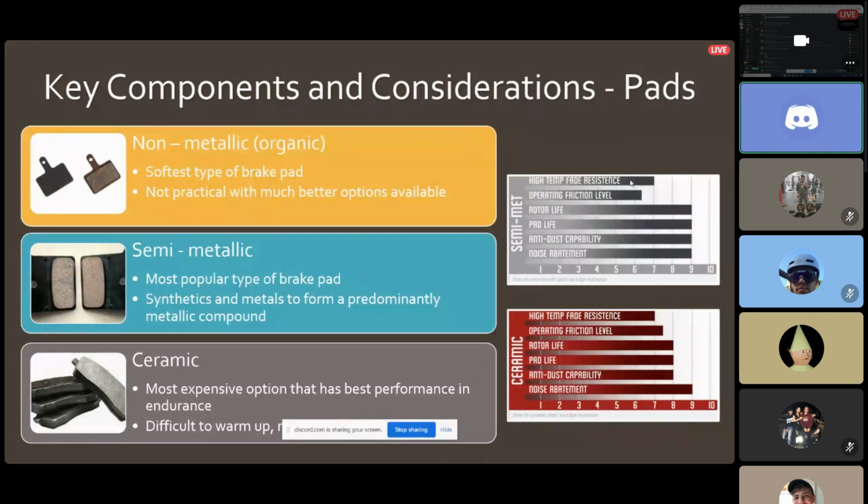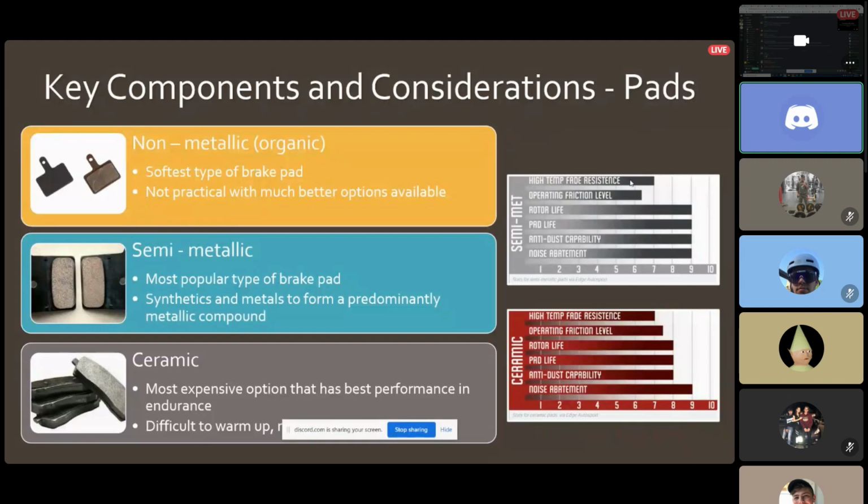And finally, ceramic. So this is the most expensive type of pad, and it has the best thermal properties for high heat. This means that they can continually recover from whatever demands are placed on them, in events such as endurance racing. This feature, however, makes ceramics difficult to warm up to operating temperature, which can prove a hindrance for daily driving.